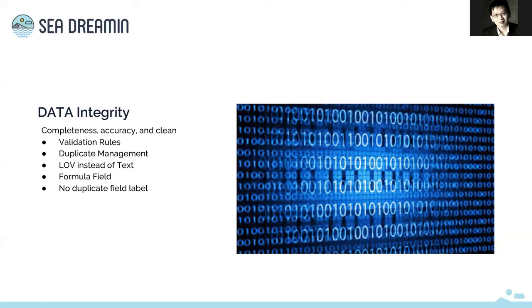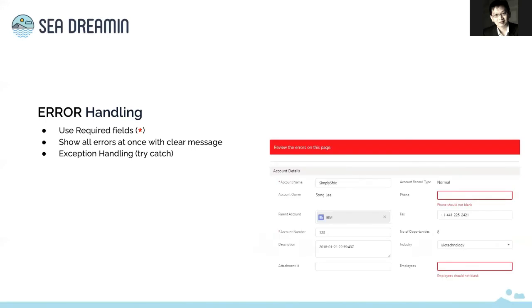There's something very easy you can do as a Salesforce professional. Error handling: always use required fields, as mentioned earlier. If there's logic, use validation rules. Show all errors at once. If you see my screenshot here, this is a validation rule. It will show me clearly I need to enter these two fields.